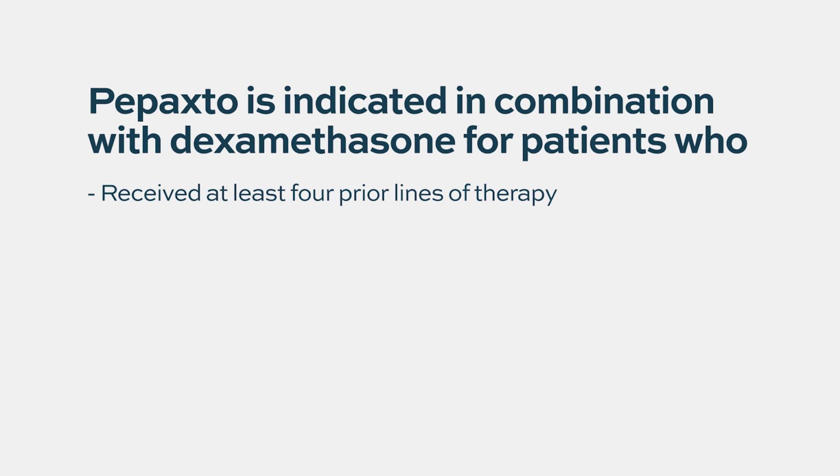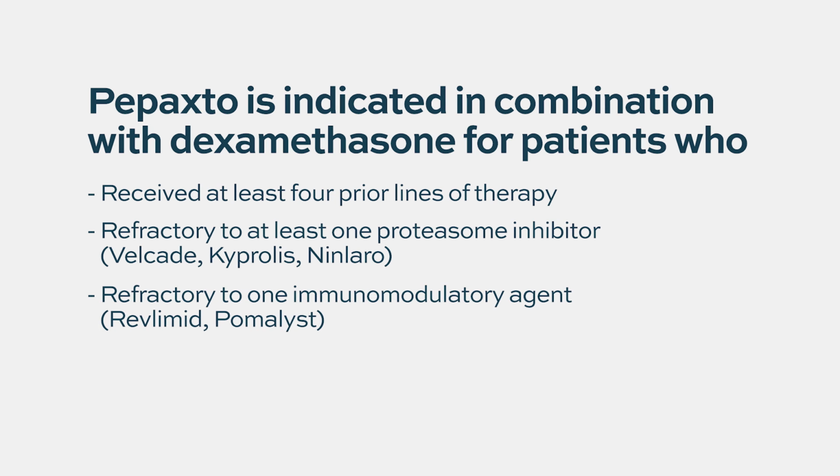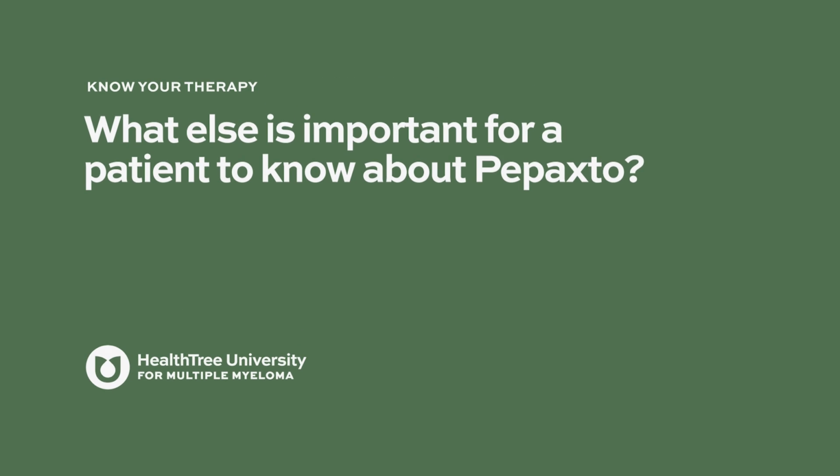So these are patients who have seen all of the usual myeloma therapy suspects. They've seen the proteasome inhibitors such as bortezomib, carfilzomib, and ixazomib. They've seen the immunomodulatory drugs such as lenalidomide and pomalidomide. They've seen the CD38 antibodies such as daratumumab and isatuximab. And the overwhelming majority of these patients have disease that has become resistant to all three of these drug classes. What else is important for a patient to know about Pepaxto?